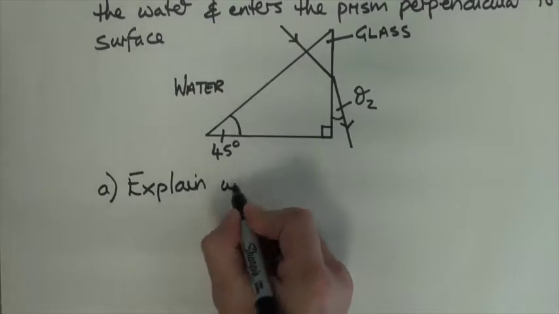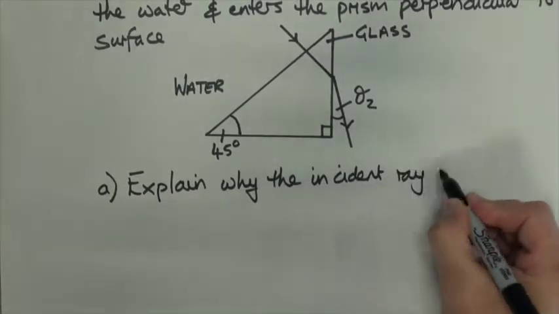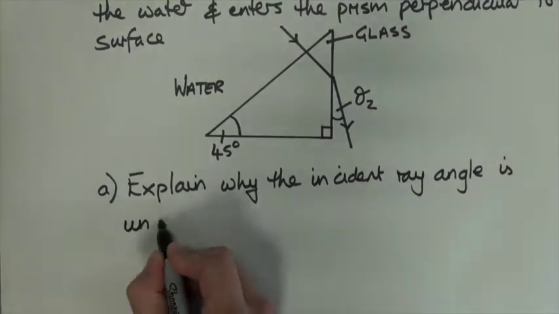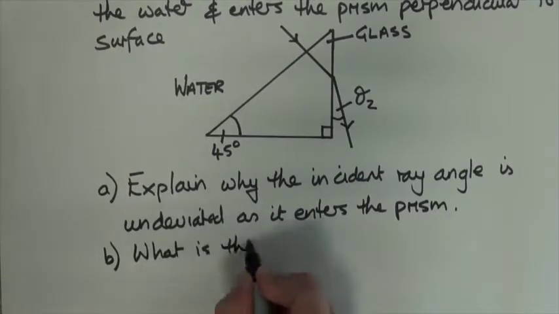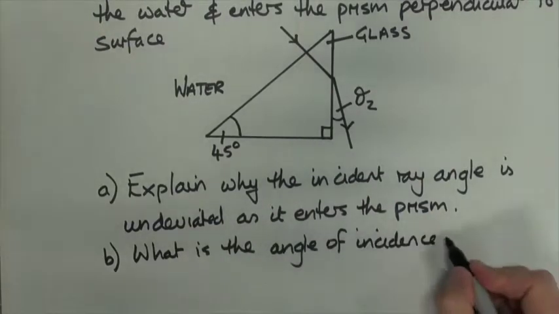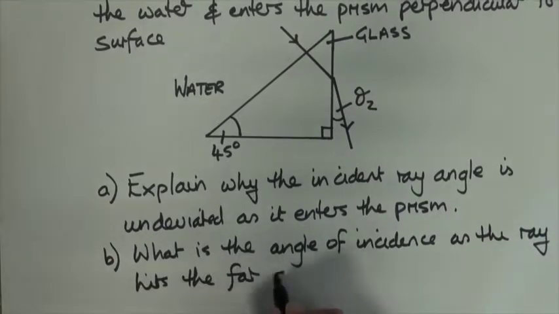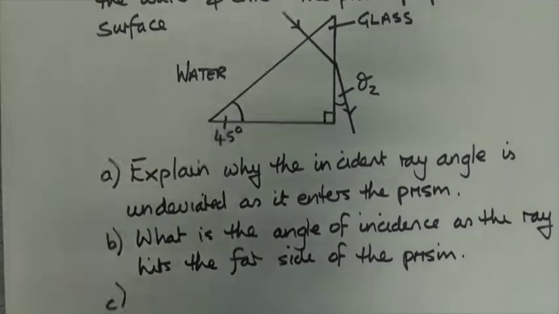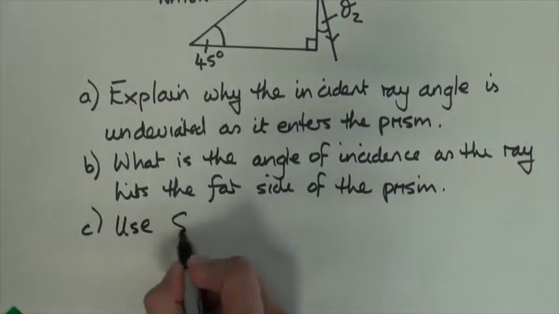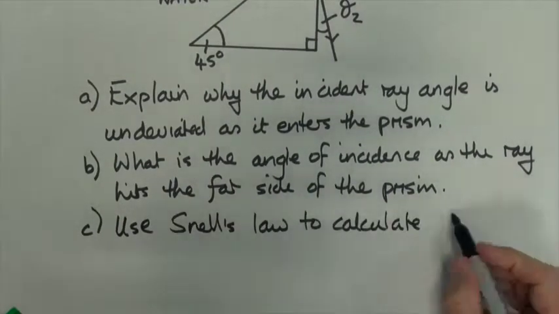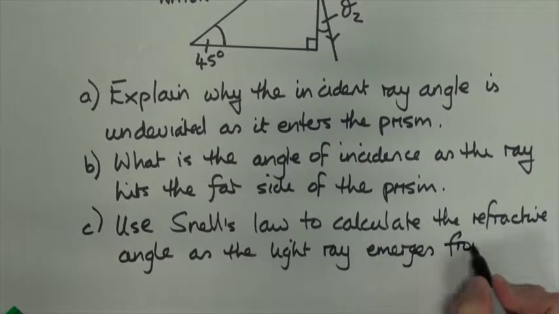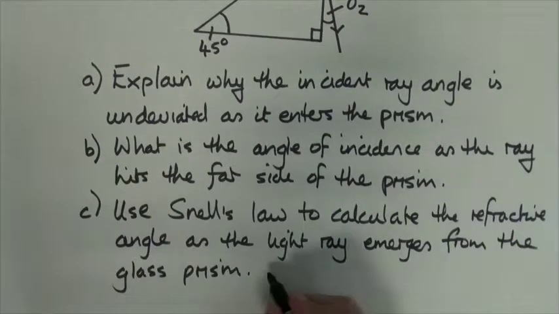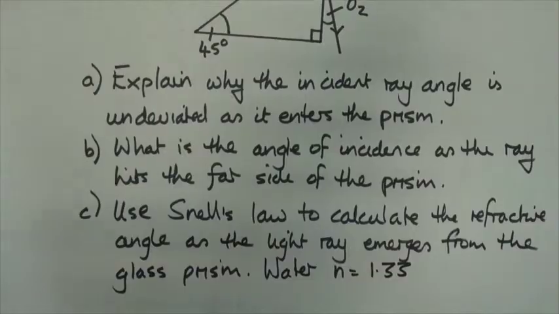So with this diagram, the first question asks, explain why the incident ray angle is undeviated as it enters the prism. The second question is, what is the angle of incidence as the ray hits the far side of the prism? And finally, question C asks us to calculate, using Snell's law, the refractive angle as the light ray emerges from the glass prism, noting that water has a refractive index of 1.33. So let's look at a solution for A.